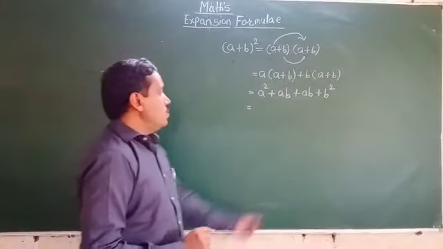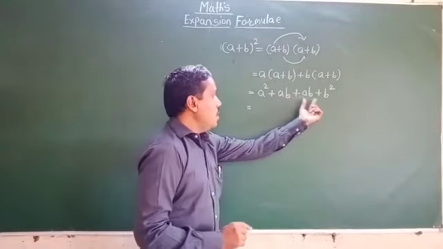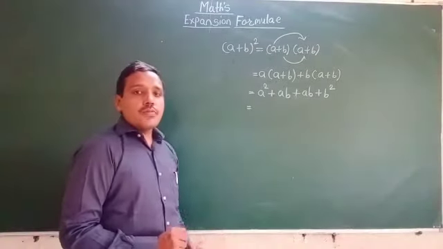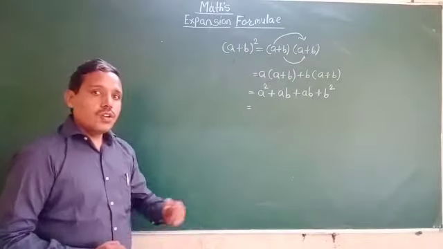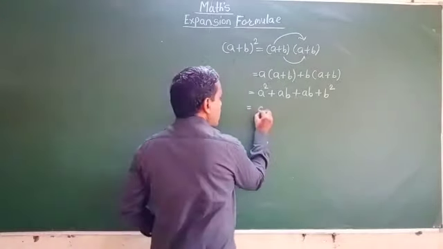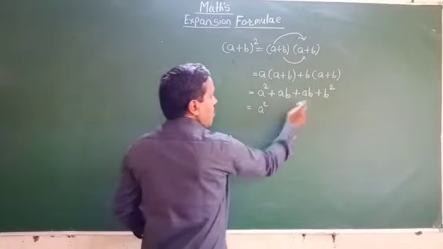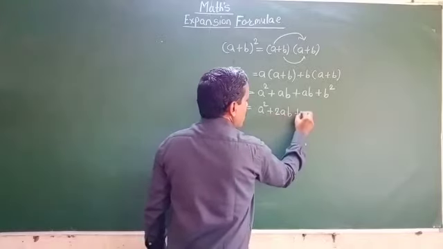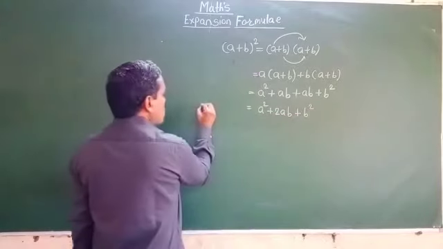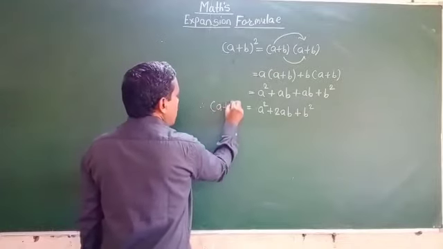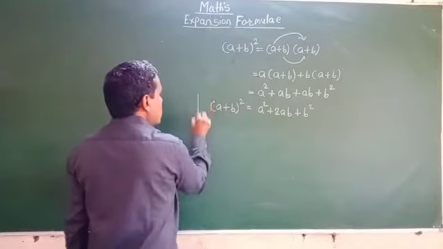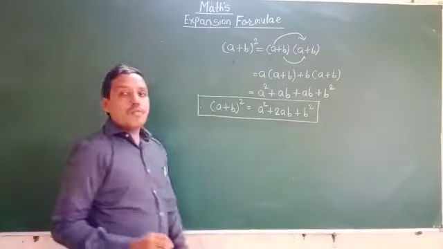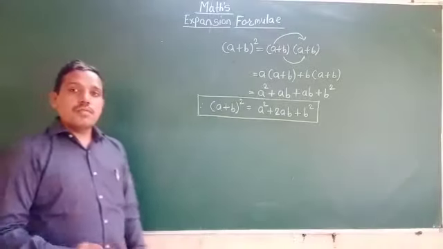In that expansion we see that AB is the like term, and we know that like terms get added or subtracted with each other. So we get A square, AB plus AB is twice AB, plus B square. Therefore the expansion of (A plus B) whole square is A square plus 2AB plus B square.